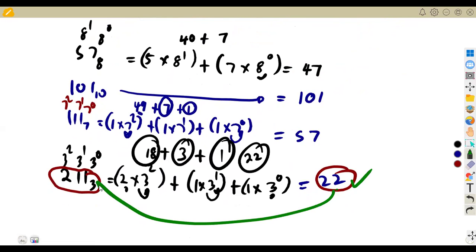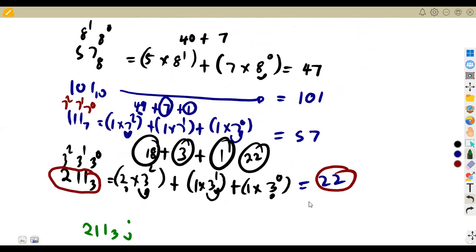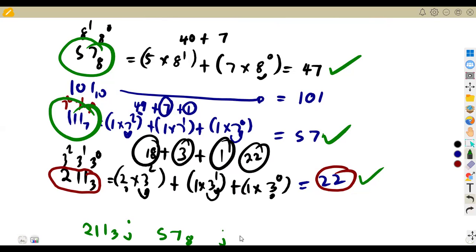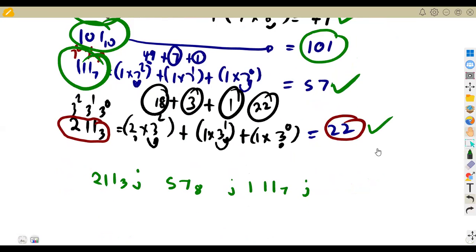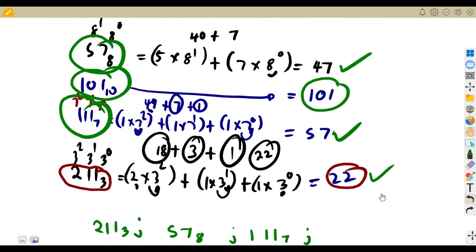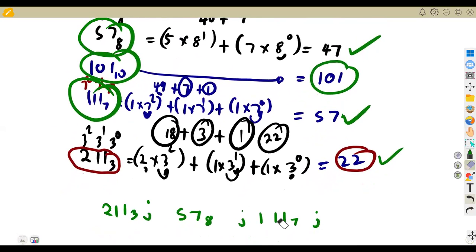But 22, what was the number before? The number was 211 base 3. Followed by 47. What was the number before? It was 57 base 8. Followed by 57. What was the number before? It was 111 base 7. Followed by 101. What was the number before? It was 101 base 10.